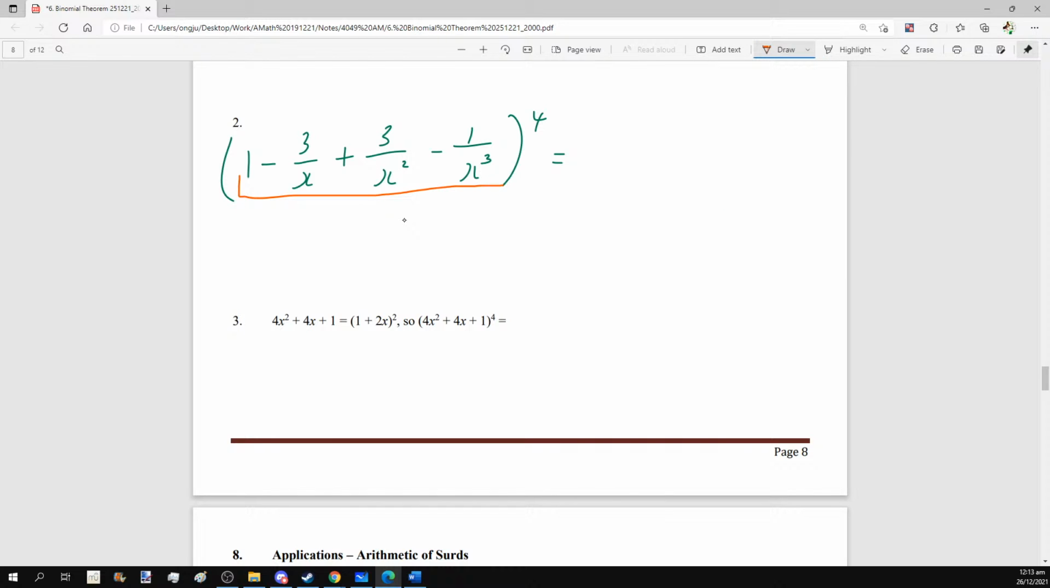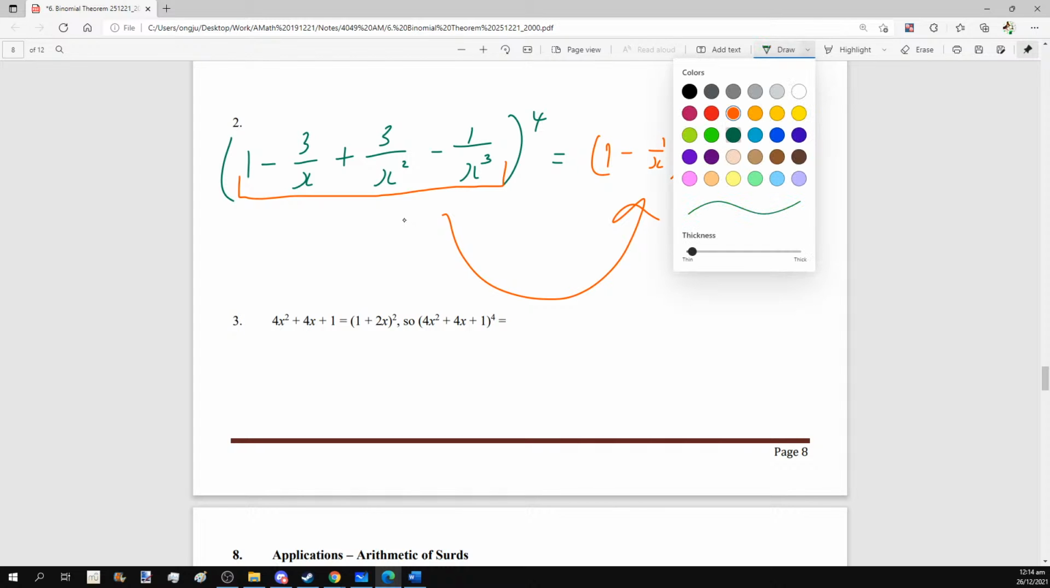The inside here is actually just 1 minus 1 over x to the power of 3, like so. Of course, in order to show this, you're going to have to do binomial theorem. So actually what we're doing here is to reverse calculate the binomial theorem. I see the 1 minus 3 over x plus 3 over x squared minus 1 over x cubed, and I reverse calculate into this binomial over here, this factorized answer.